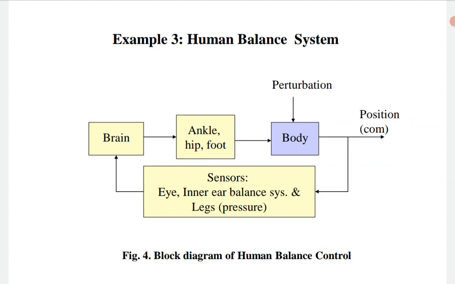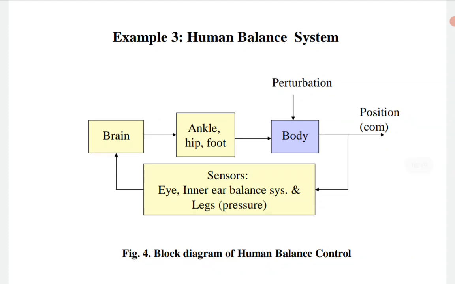So here see the human balance control system. When I am telling you, that is the brain, obviously the master operator, and the ankle, hip, foot. That means when you are standing here, obviously the body is there, and some disturbance, that is a perturbation, is the external source, and the position, that is my output, where should I go, and the sensors are eye, inner ear, balance system, legs, pressure, etc.